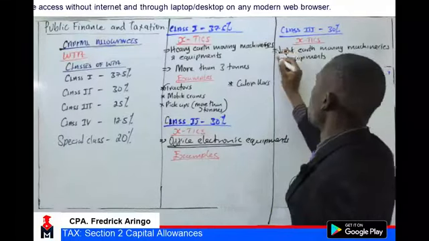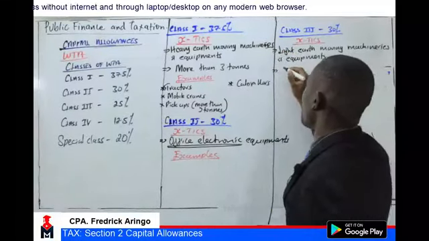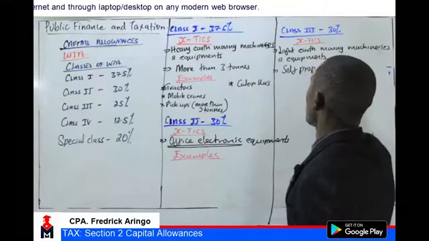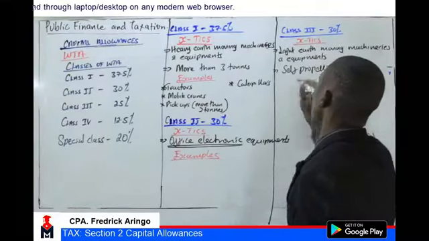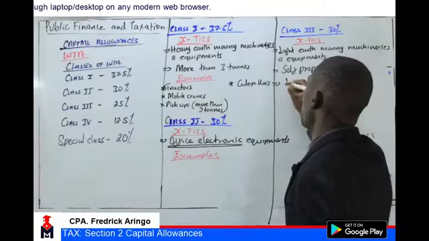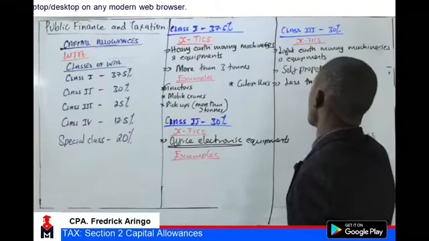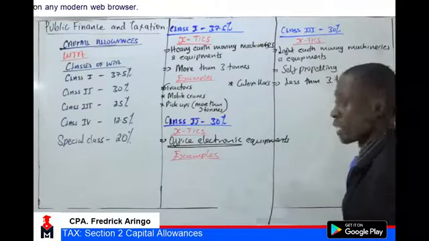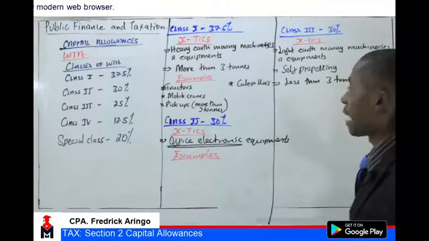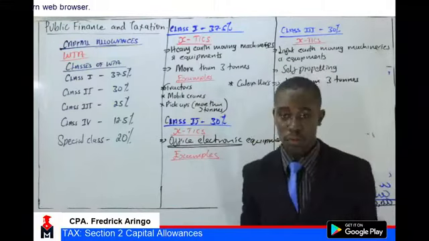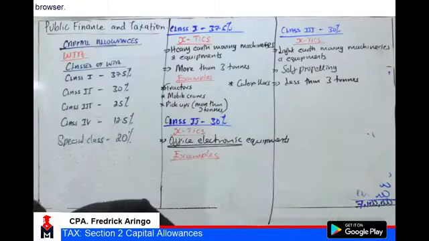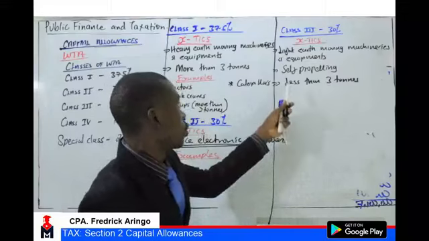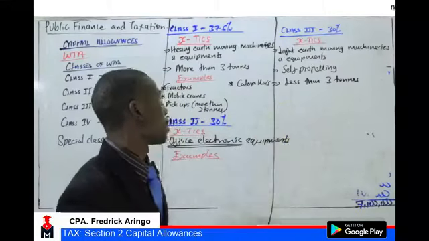That is number one. Number two, we normally term them as they should be self-propelling. And characteristic number three, they should be less than 3 tons. These are the characteristics of class 3 items. So we mentioned they should be light earth moving machineries and equipment, self-propelling, and also less than 3 tons.